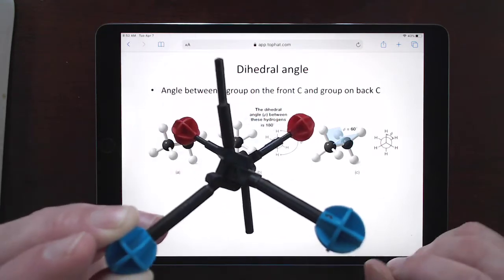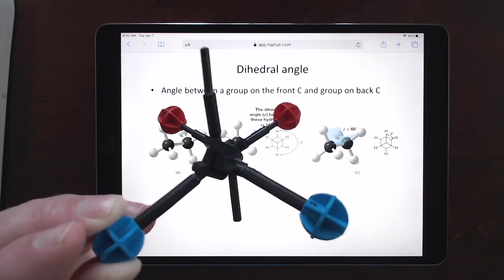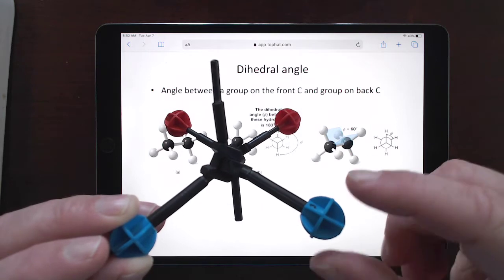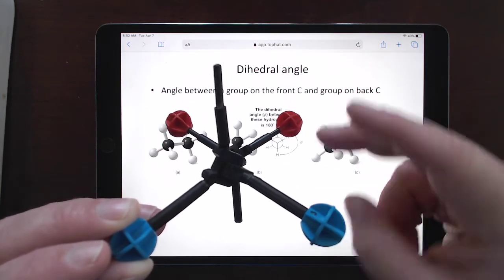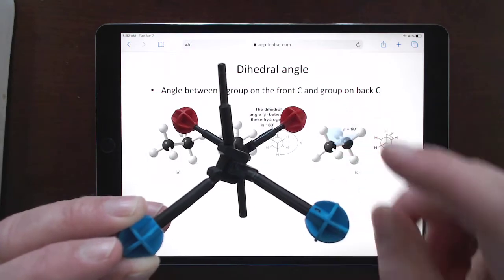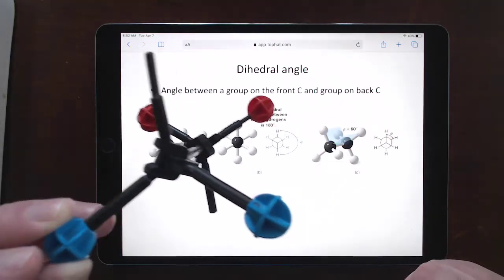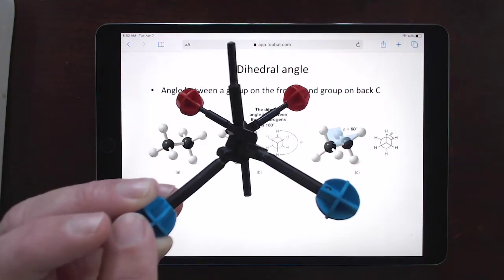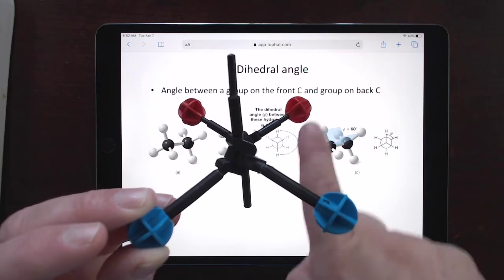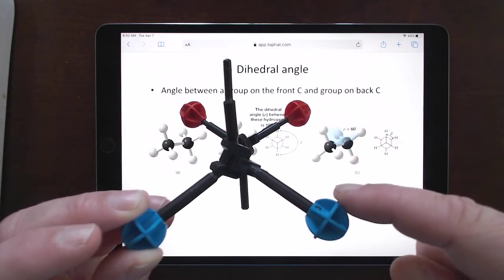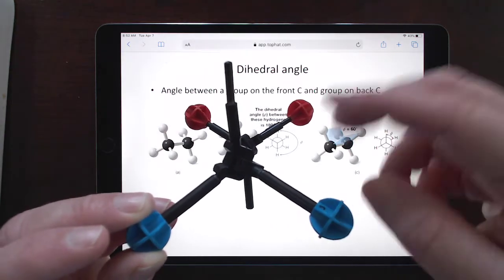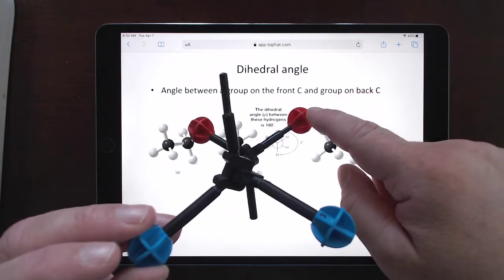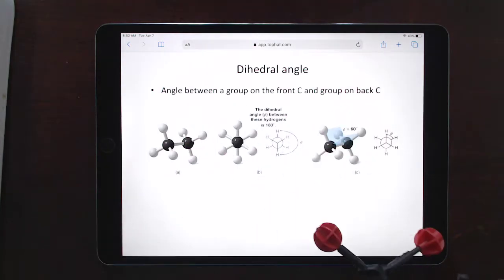Okay. Now, a couple things of terminology. First one is what's called the dihedral angle. If you've got a group on the front carbon and a group on the back carbon, what's the angle between them? For this red one here and this blue one here, that would be 180 degrees. If we're talking about this red one and this blue one here, it's going to be 60 degrees. Not between groups on the same carbon, that's always going to be the same, but the one in the front and the one in the back.